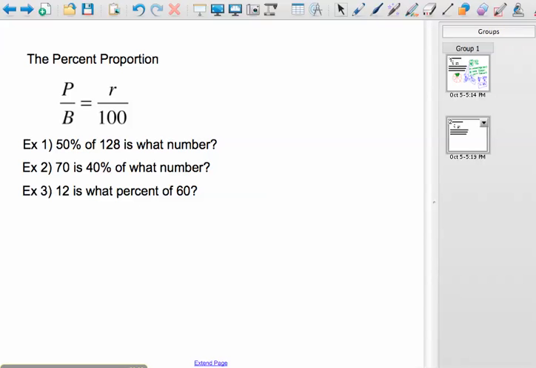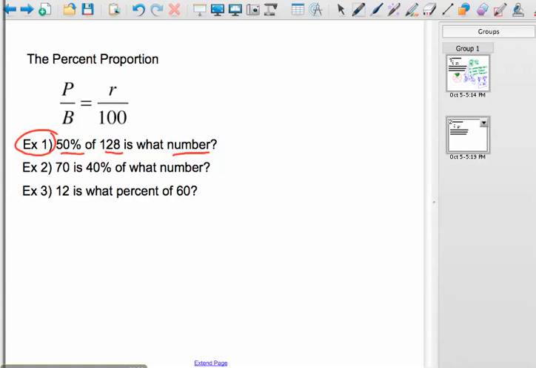To start you off with the percent proportion, we're going to do three very basic examples. The first one is the one we're going to focus on in this video. So we're going to focus on example 1 here. The question reads, 50% of 128 is what number? So here we're dealing with the percent. We have another number and we want to find another number.